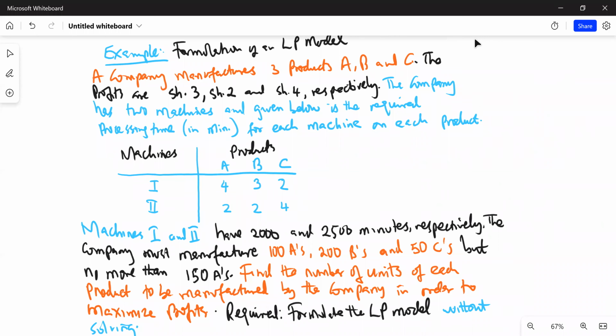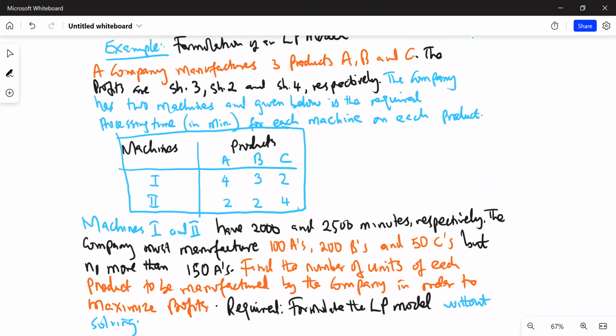The company has 2 machines, machine 1 and 2. And in the table below, you are given the required processing time in minutes for each machine on each product. Here's the information on the processing time for each product on each machine. Then you're further told that machines 1 and 2 have 2,000 and 2,500 minutes respectively. In short, these 2 machines can run for the indicated number of minutes.